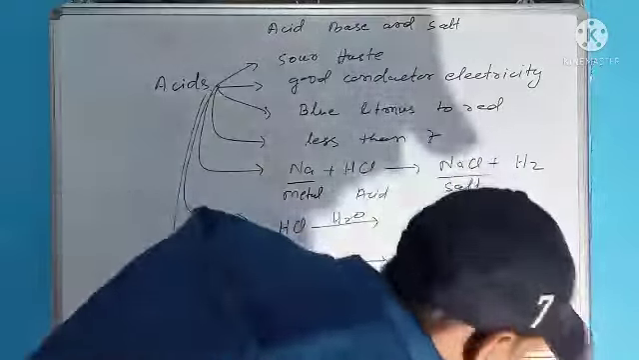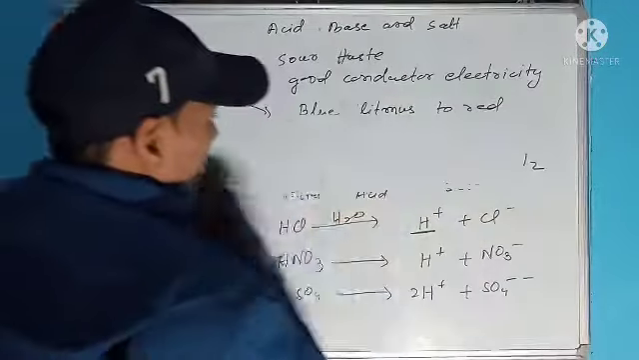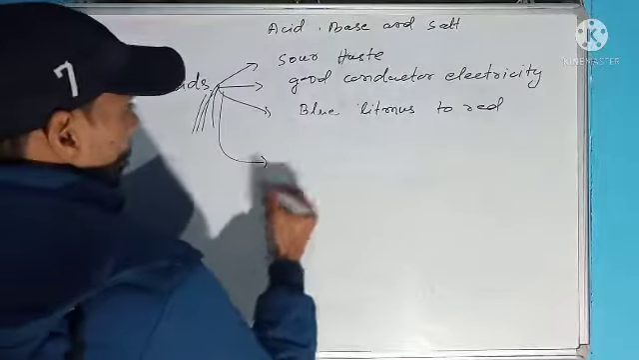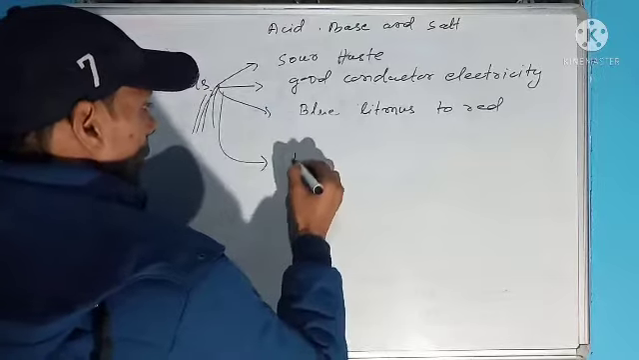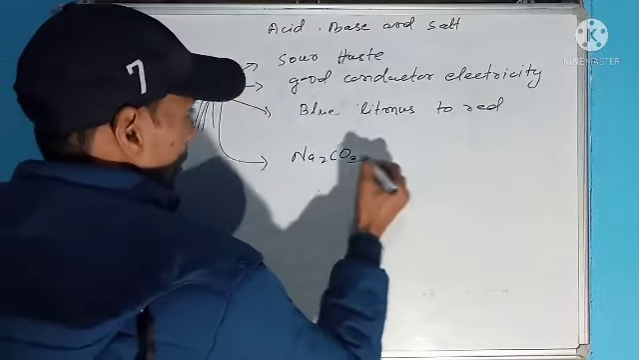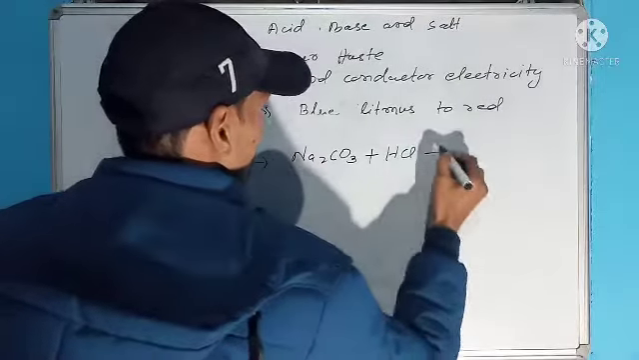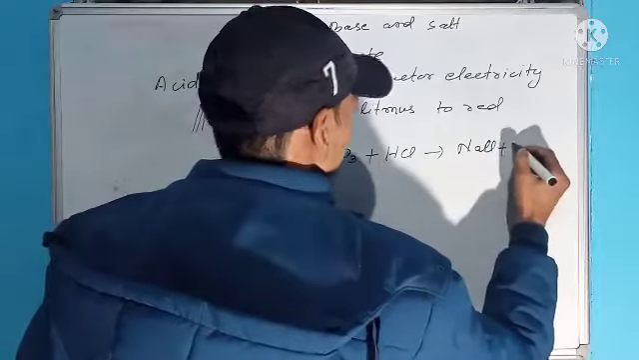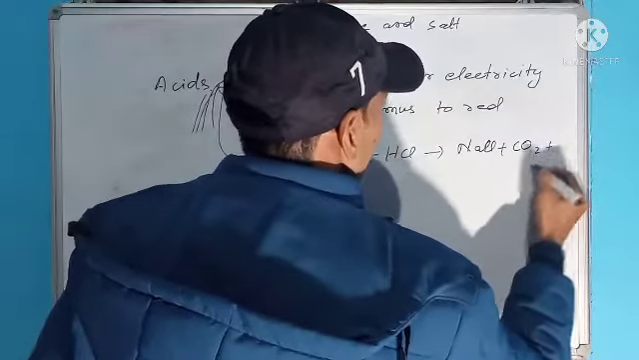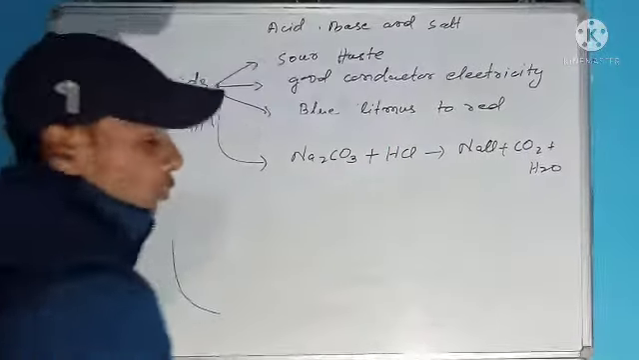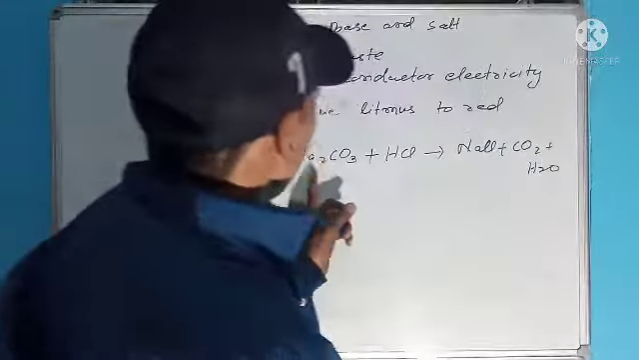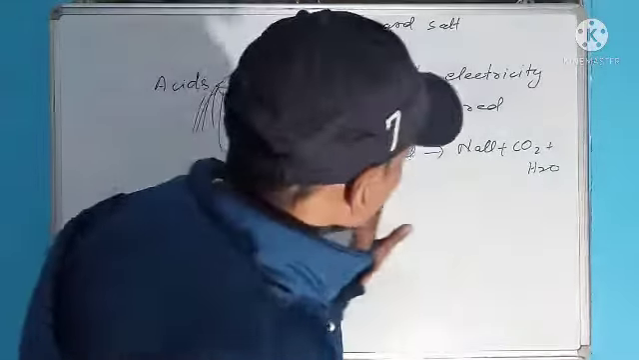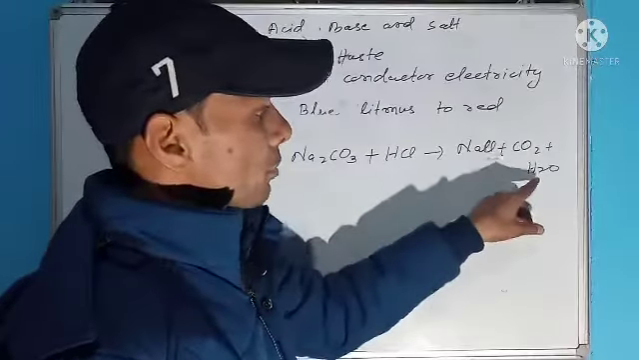Again, acid reacts with metal carbonates. For example, Na2CO3 plus HCl gives salt NaCl plus CO2 plus H2O. So we can say that metal carbonate plus acid react with each other to give salt plus CO2 plus H2O.